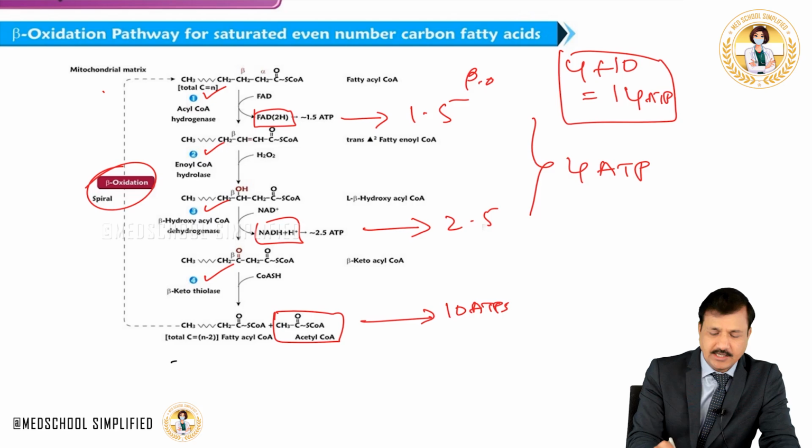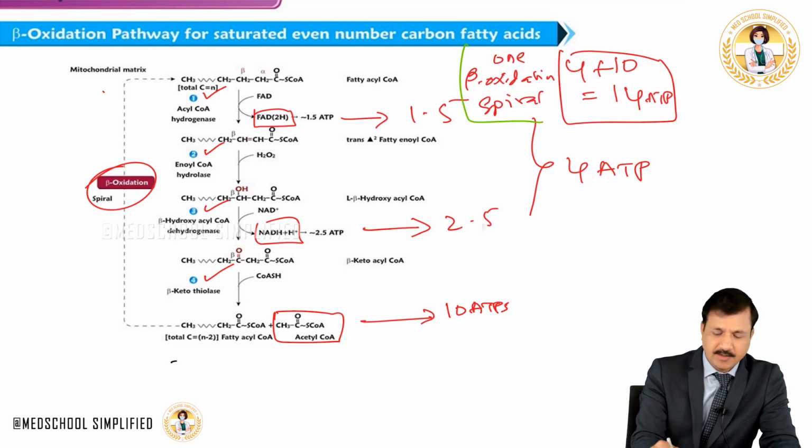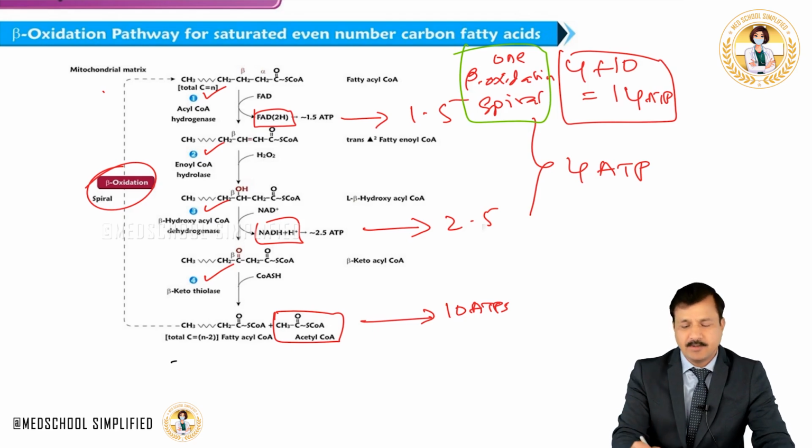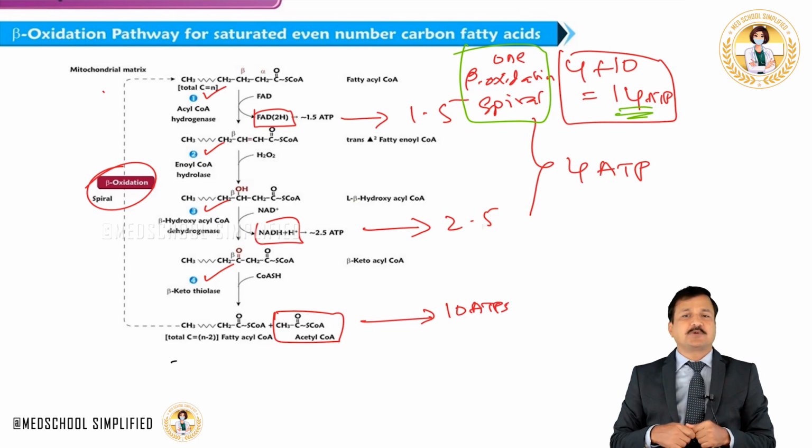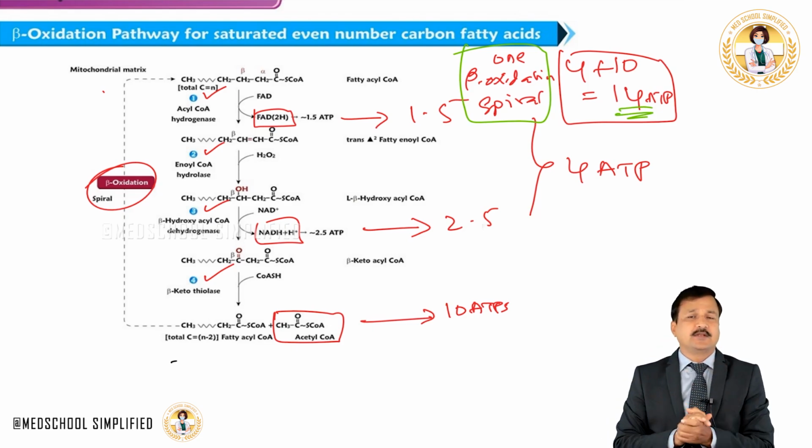So one beta oxidation spiral will give 14 ATPs. Remember this number. Why do we need to remember 14 here? Because for every one additional beta oxidation spiral, you can simply add 14 while calculating the net number of ATPs.